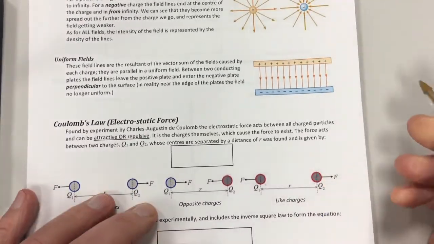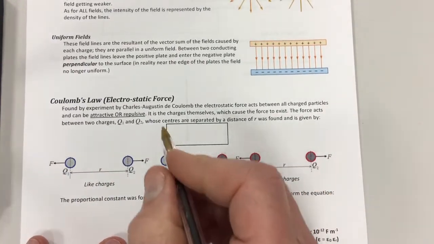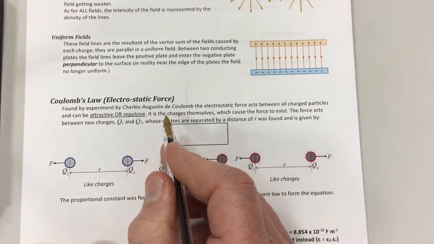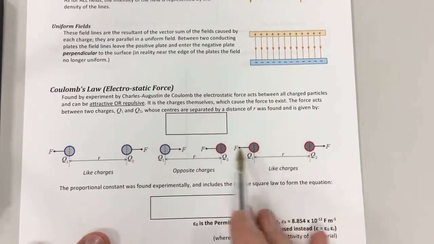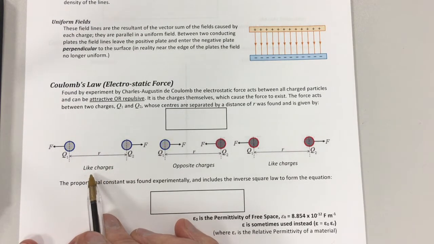Okay, here we go. Monsieur de Coulomb, Charles Augustin, came up with a fact through experimentation. He tied different objects. He found that like charges repel.